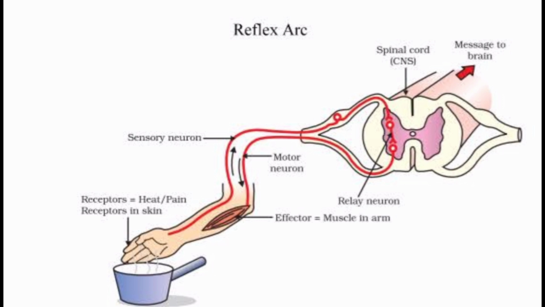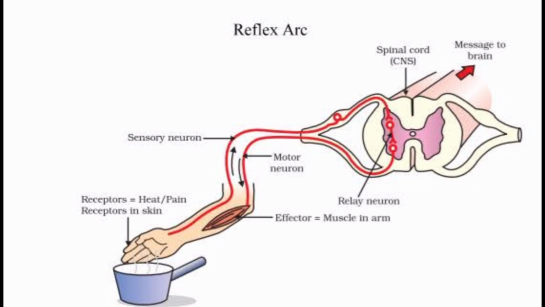Only the spinal cord is involved in carrying out reflex action. They bypass the brain altogether, allowing them to occur very quickly, although the brain receives information about the reflex as it happens. When our hand touches the hot surface, the thermoreceptors present in the skin of the hand get stimulated. These trigger a nerve impulse in an afferent sensory neuron.